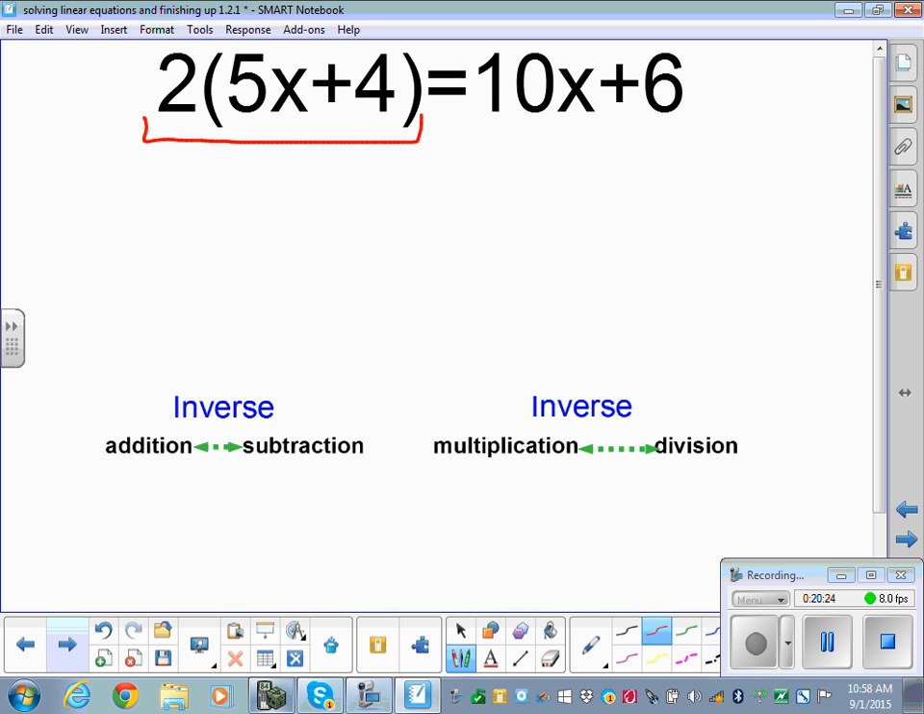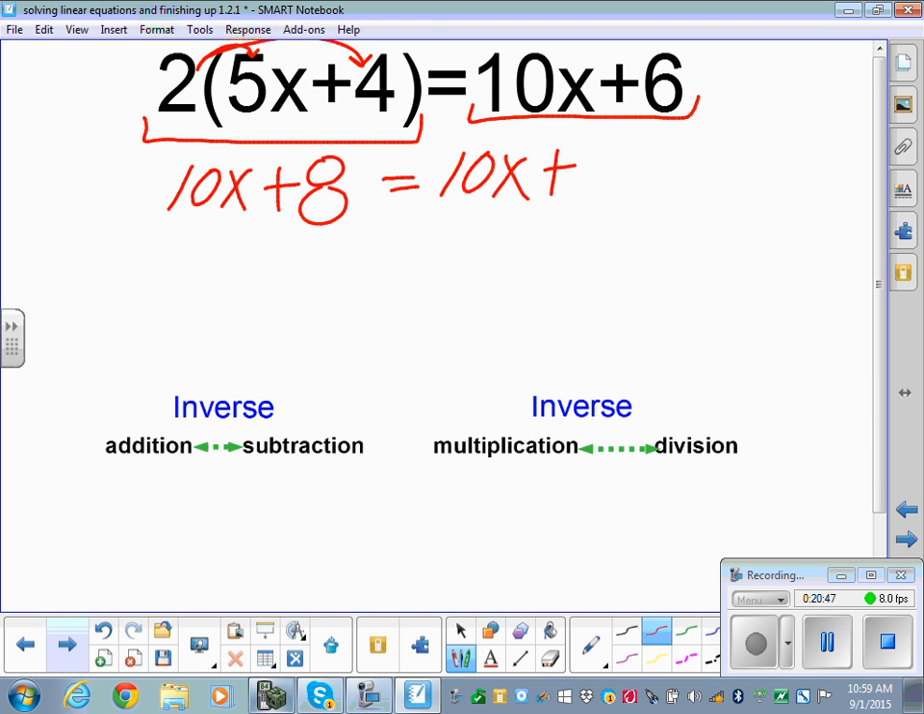So let's simplify this. 2 is right next to the parentheses, right? So it's being multiplied to all that stuff. So we've got to distribute it through. 2 times 5x, 10x, and then 2 times positive 4 plus 8. Now please be careful with your signs so you don't make any errors and have to fix anything. 10x plus 8 is equal to, and over here does that simplify further? So we're still going to have 10x plus 6. Once you've combined everything, then you can start moving things from one side of the equation to the other.